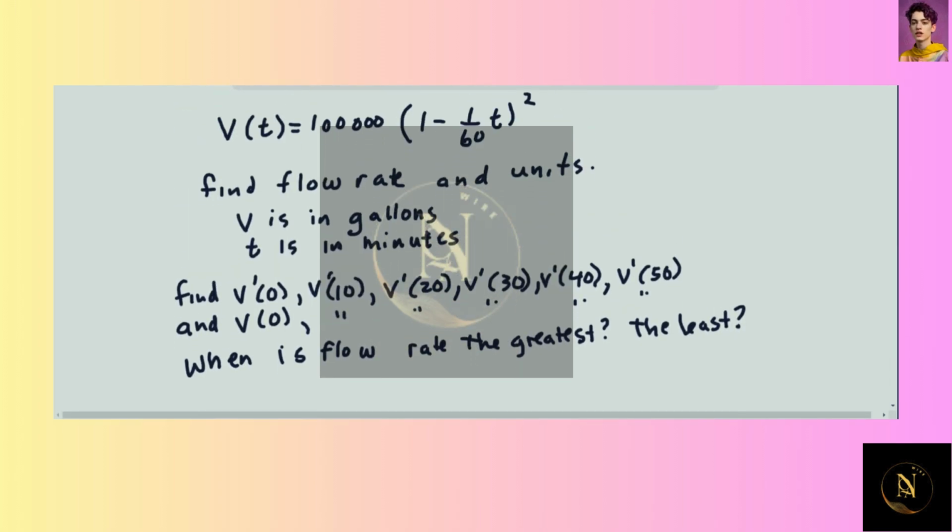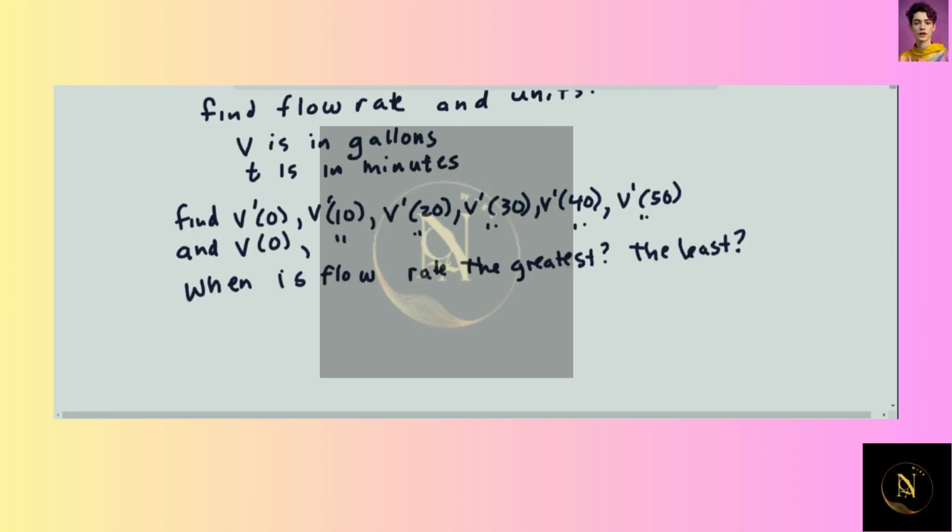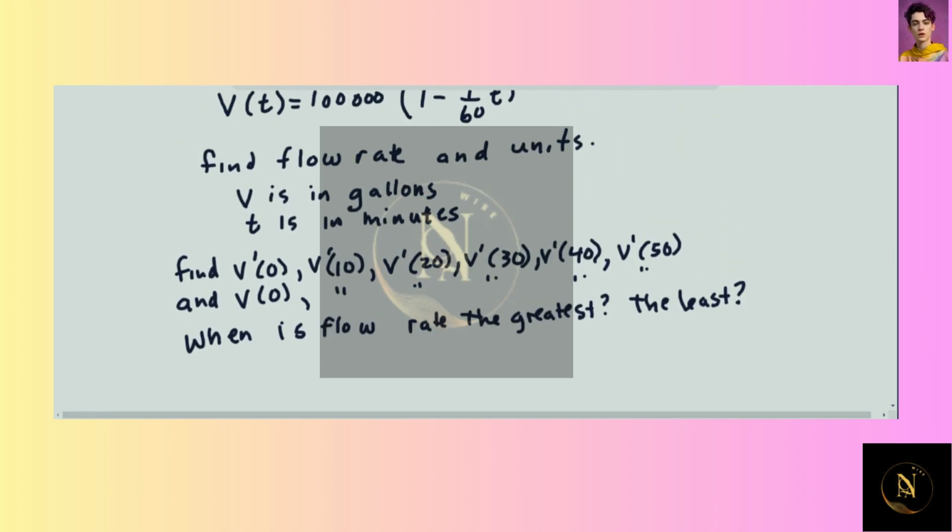So V of T means it's the volume with respect to time, so it's related to time. So when we find the flow rate, we're taking the derivative with respect to T. So T is the variable. Okay, didn't leave much room here. So V prime of T, or if you want to call it dV dt, same thing.